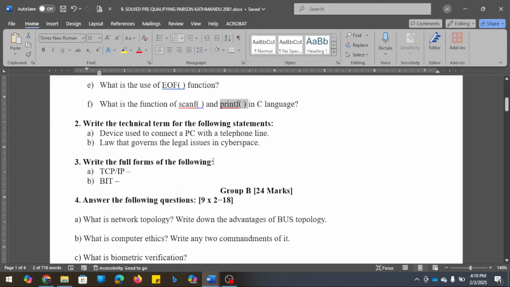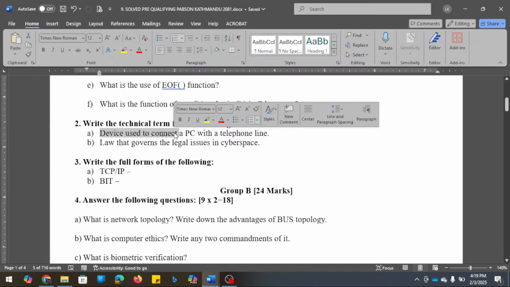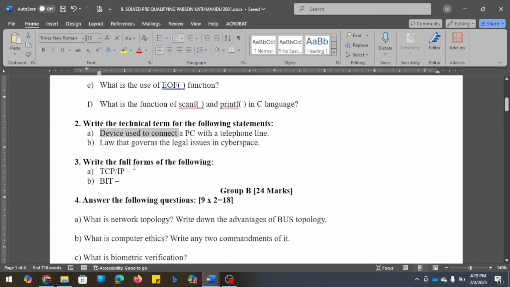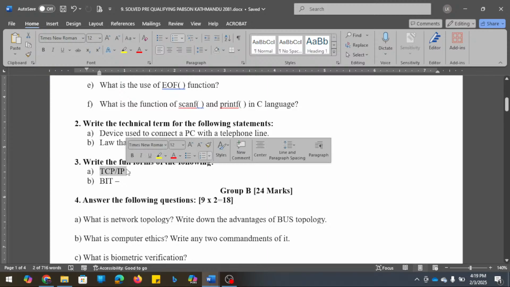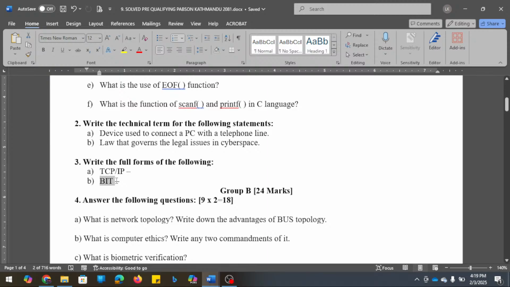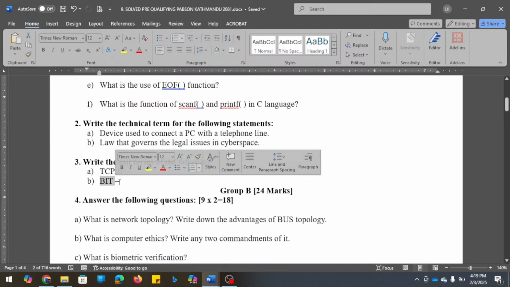Write the technical term for the following statements. A device to connect a PC with a telephone line, and obviously that is a modem. Law that covers the legal issues in cyberspace, so that is cyber law. Next we have the third question, full forms. TCP/IP: TCP stands for Transmission Control Protocol, and IP stands for Internet Protocol. BIT stands for binary digit.